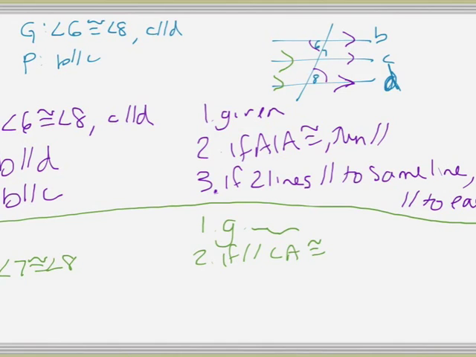If our given says 6 is congruent to 8 and we just said 7 is congruent to 8, what can we say? 6 and 8 are congruent. That was given. 6 and 7. 6 and 7 are congruent would be new information, and we can get that through transitive or substitution.